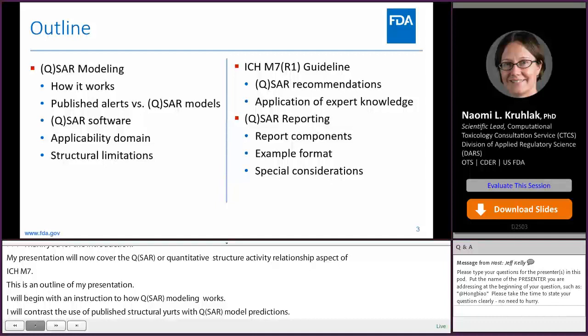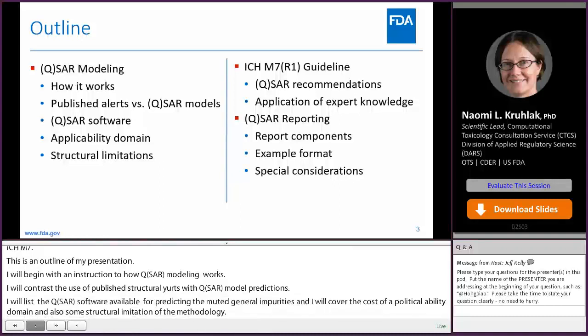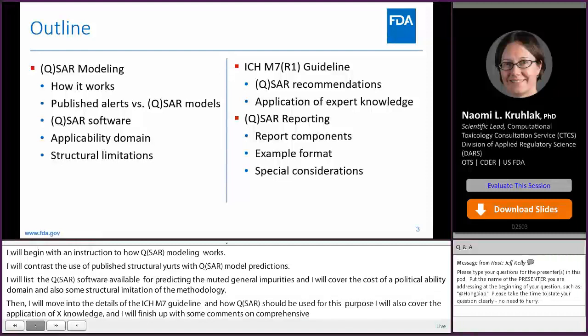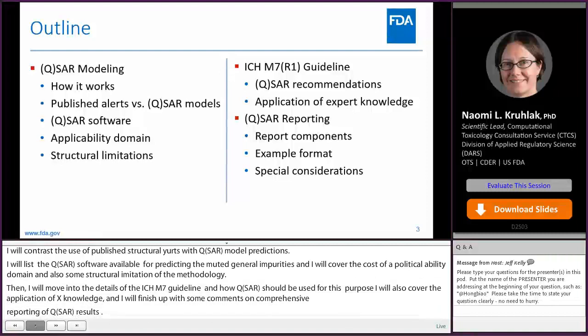And then I'll move into the details of the ICH M7 guideline and how QSAR should be used for this purpose. I'll also cover the application of expert knowledge. And then I'll finish up with some comments on comprehensive reporting of QSAR results, listing components of a report that are important. I'll provide an example format and also some special considerations with regards to software versions and also out-of-domain results.